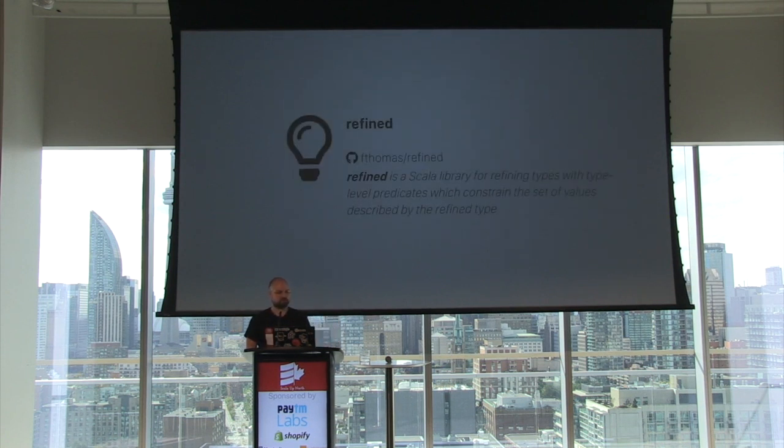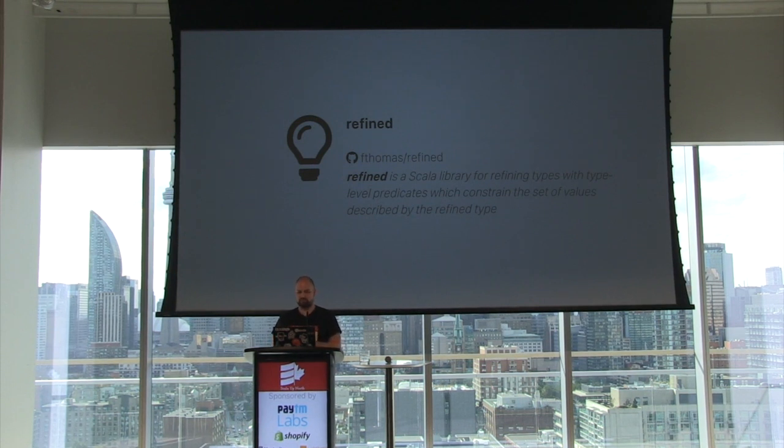So in comes this library that I quickly mentioned, and there's a guy on GitHub, Frank Thomas. I believe he's also from Germany, so his name is probably Frank Thomas. Anyways, this refined library, there's a short blurb. It's taken directly from its GitHub. Refined is a Scala library for refining types with type-level predicates, which constrain the set of values described by the refined type.